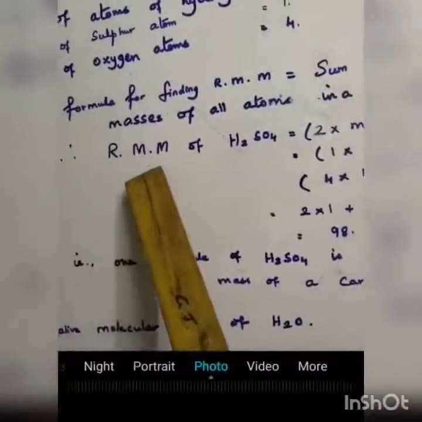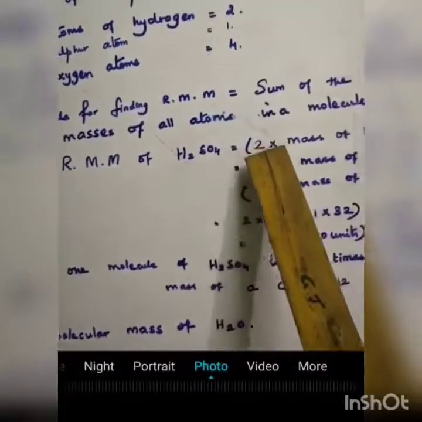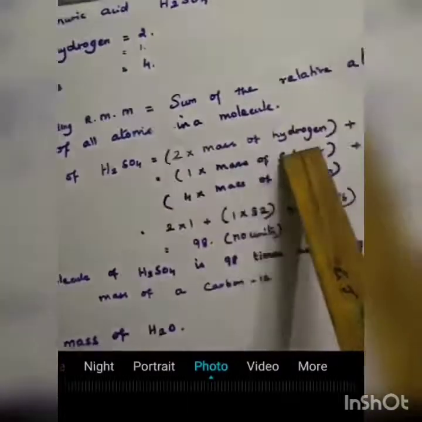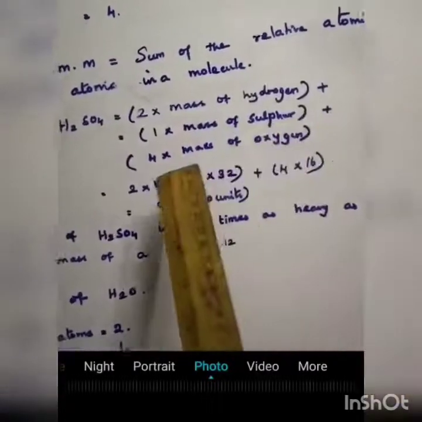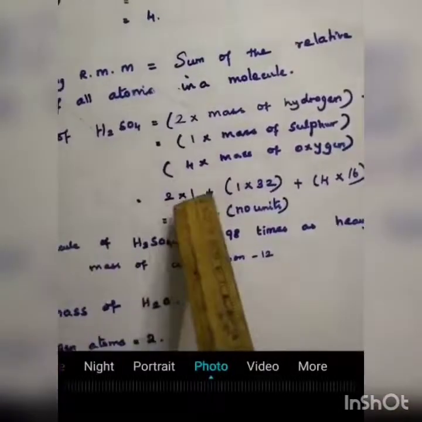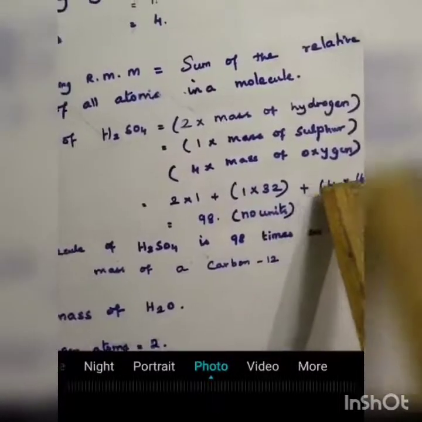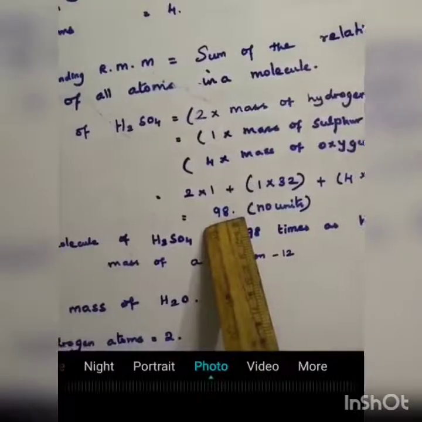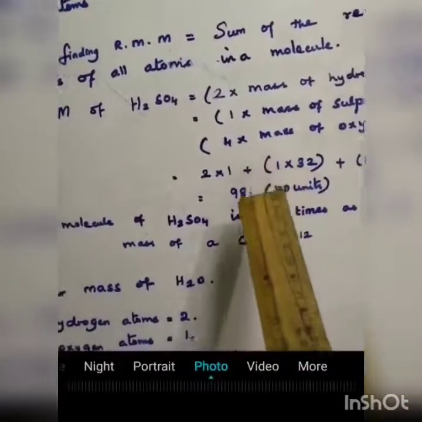So, relative molecular mass of sulfuric acid is equal to 2 into mass of hydrogen plus 1 into mass of sulfur plus 4 into mass of oxygen. So, 2 into 1 plus 1 into 32 plus 4 into 16, which is equal to 98. It has no units.